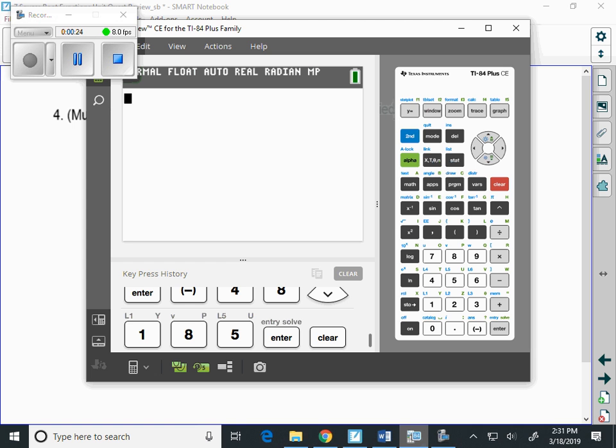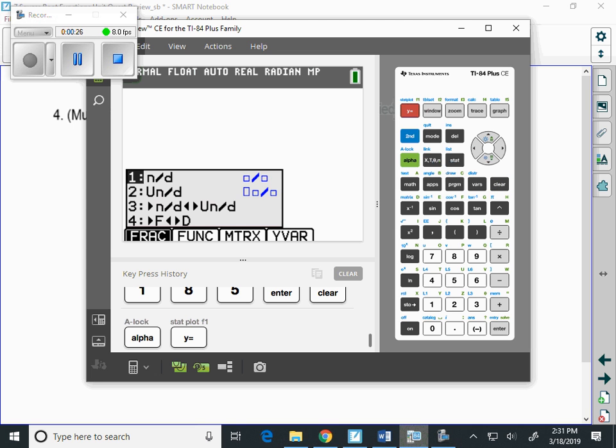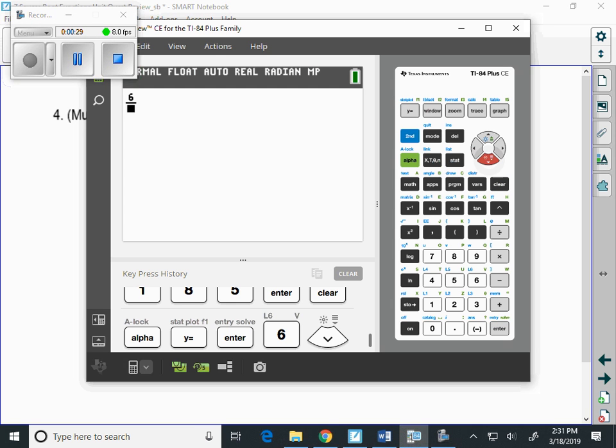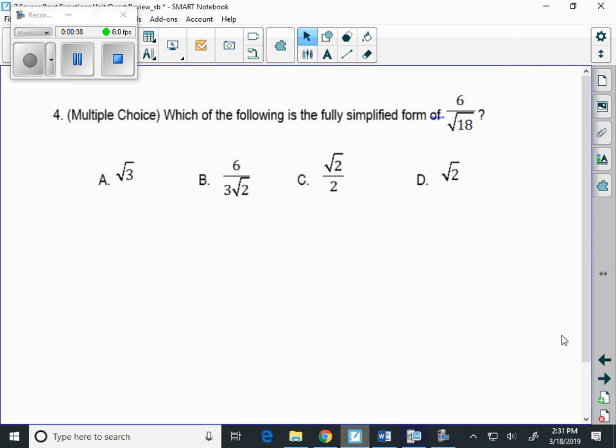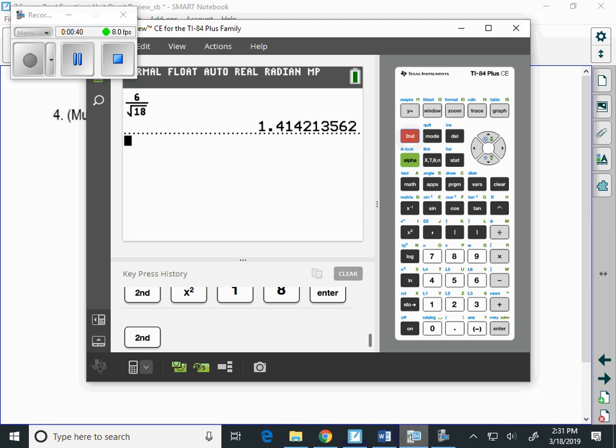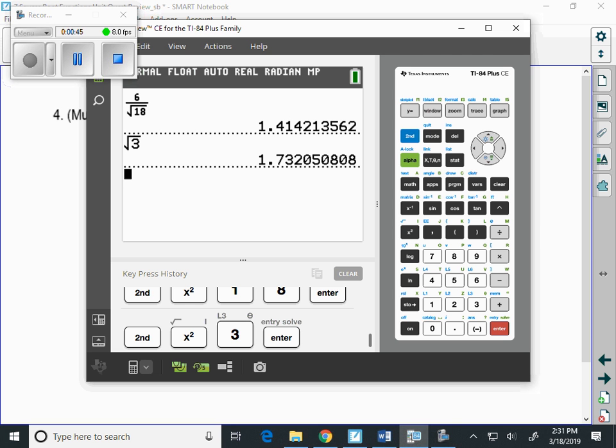We could take our calculator and type in 6 divided by the square root of 18. And we're going to get a big long decimal, which is fine. Then type in square root of 3, which is answer A. Is that the same? No. It's not it. So let's try B: 6 divided by 3 times the square root of 2.